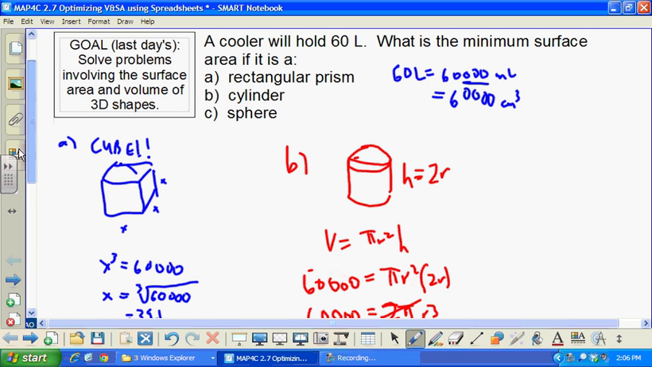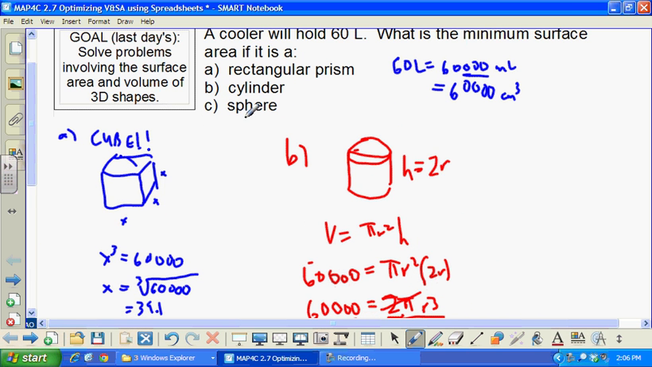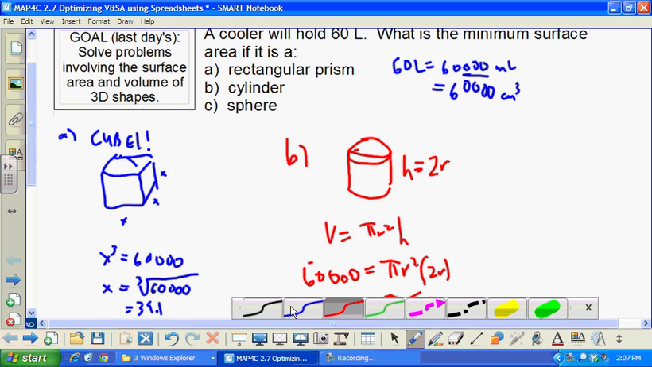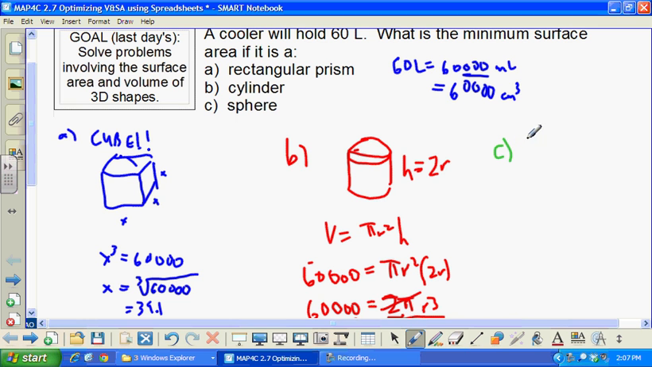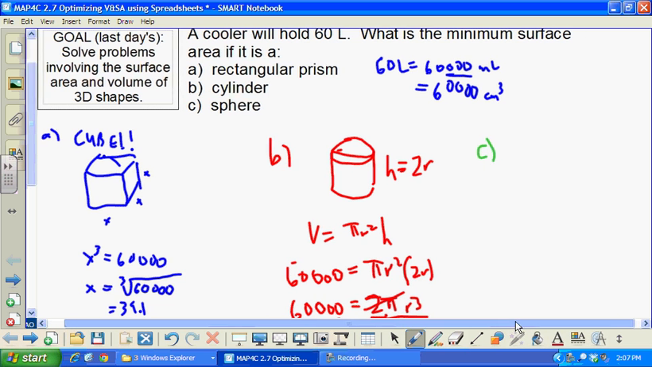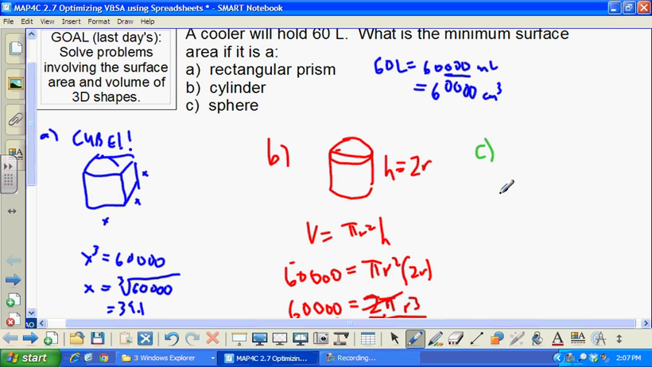Now what happens if it's a sphere? We don't see too many sphere-shaped coolers, so maybe you would think that it's not a very good shape. As it turns out, and you could probably have guessed this, it ends up being the best. And why aren't there too many sphere-shaped coolers? Well, you could figure that out, right? Because they'd roll all over the place.